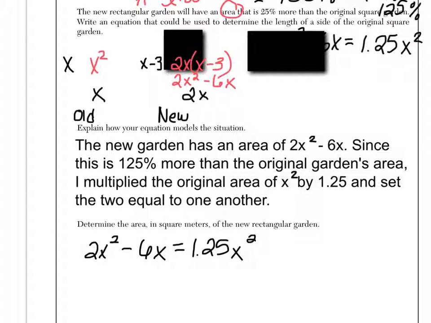So right away, I see an x squared. This is not a normal equation, this is a quadratic equation. So what we need to do is figure out what x squared actually is. So in order to do that, you set the whole thing equal to 0. So we're going to move the 1.25 x squared to the other side, and when we do that, we get 0.75x squared minus 6x is equal to 0.